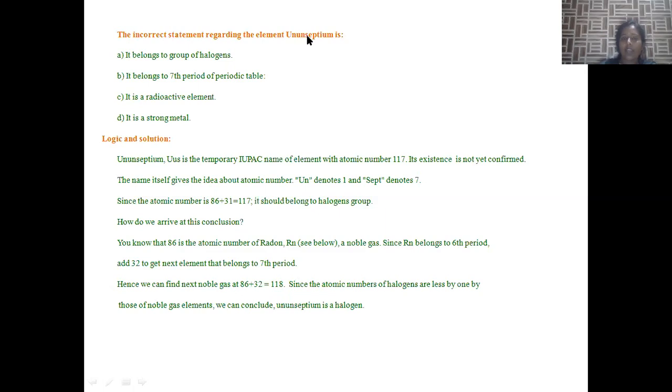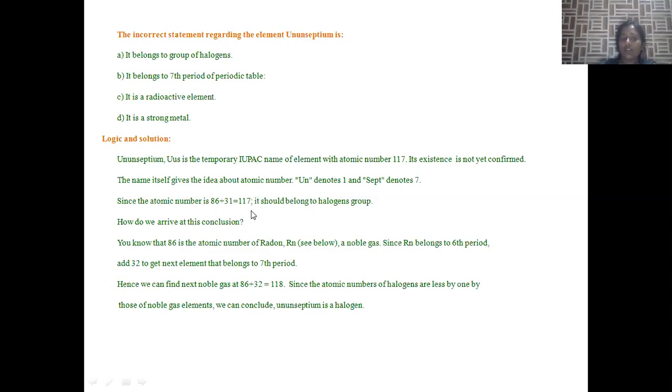So here the atomic number is 117. Ununseptium is nothing but 117, one less than this noble gas element. That's why obviously the element of the given problem comes in the halogen family only. Option number 1 is the correct answer only.